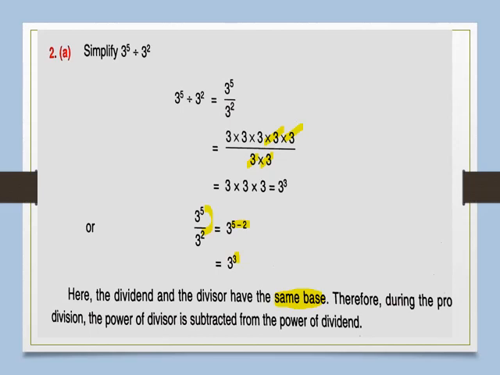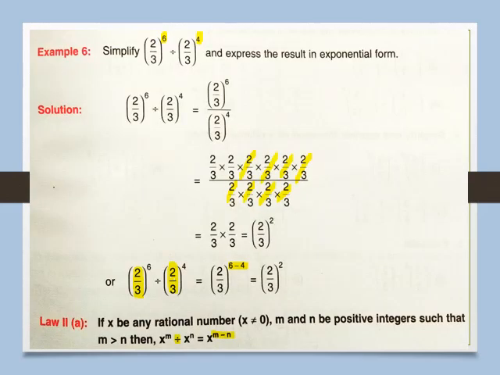Therefore we can do it directly: 3 raised to 5 upon 3 raised to 2 means 3 raised to 5 minus 2, that is 3 raised to 3. Here the dividend and the divisor have the same base. Therefore we are doing so. If the bases are not the same, we don't have to do this. The law is not applicable when the bases are not the same. During division, the power of the divisor is subtracted from the power of the dividend.